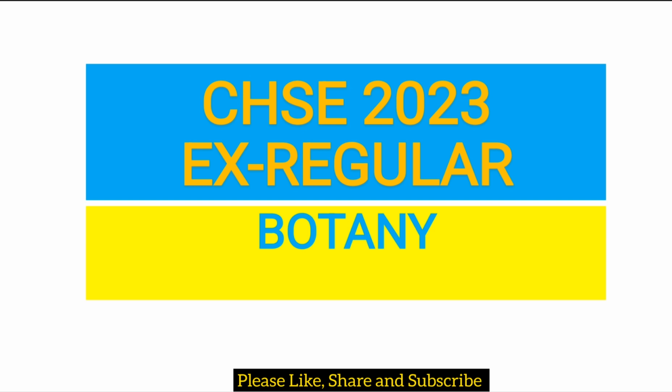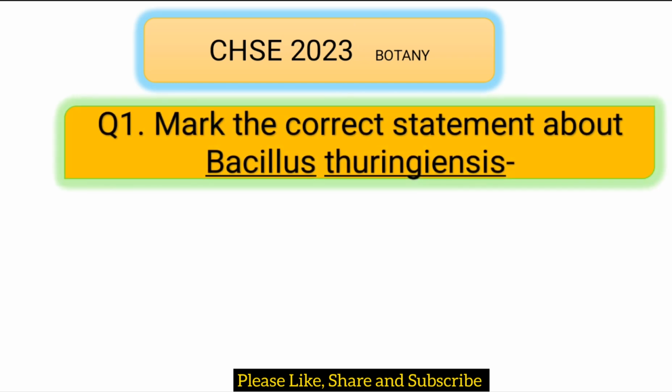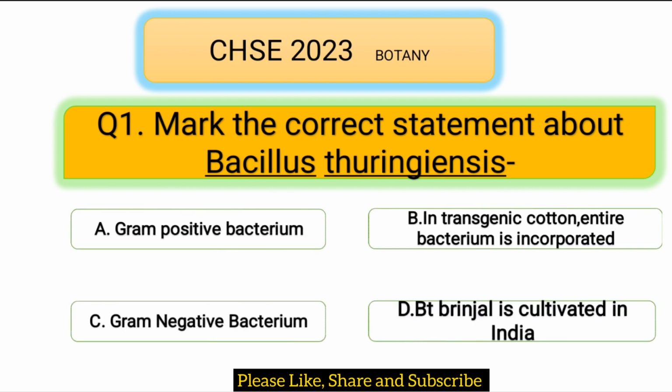So let us start. The first question was: mark the correct statement about Bacillus thuringiensis. The options were: gram-positive bacterium; in transgenic cotton, the entire bacterium is incorporated; gram-negative bacterium; and the fourth one was, BT brinjal is cultivated in India. So the answer will be gram-positive bacterium.